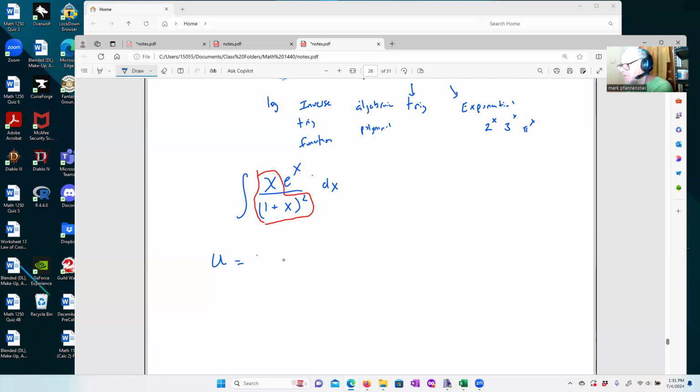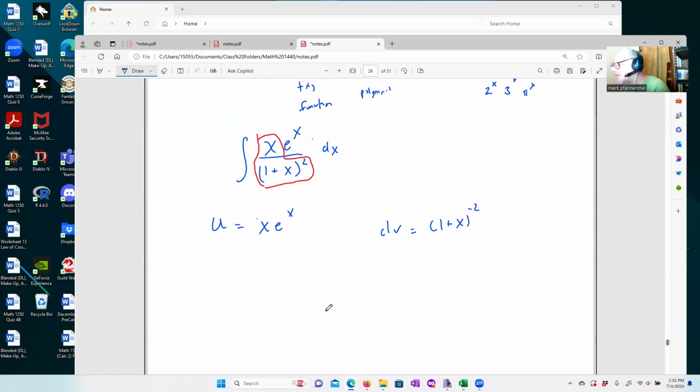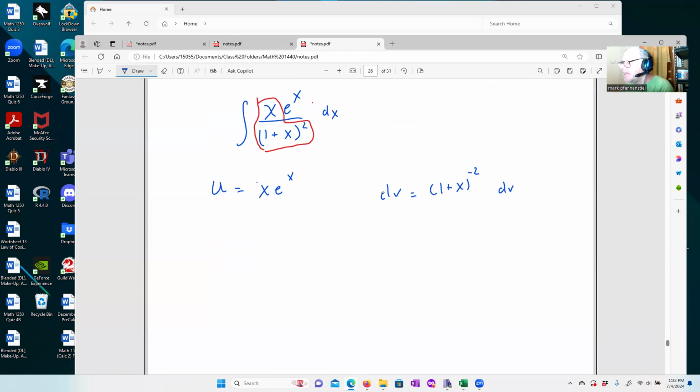So we're going to say u is equal to x e to the x, dv equals 1 plus x to the negative 2. This is not a terrible integral. You're not always going to be guaranteed that you'll pick the right u or the right dv. Don't be afraid to say, oh, I didn't like that, let me change my mind. It's fine. That's going to happen occasionally.